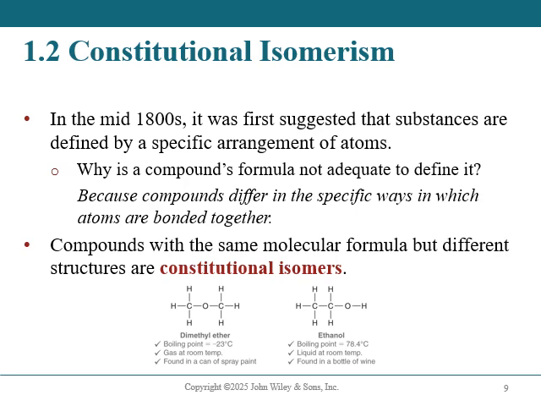In the mid-1800s, it was first suggested that substances are defined by a very specific arrangement of atoms. A molecular formula alone was not enough to define a compound. Why? Well, because compounds can differ in very specific ways, specifically how their atoms are connected. Compounds with the same molecular formula but different structures are called constitutional isomers. This is important because different structures can produce very different chemical and physical properties. You see here two structures with the same chemical formula. One of them is dimethyl ether, the other one is ethanol. And as you can see, some other physical properties are listed down here at the bottom.